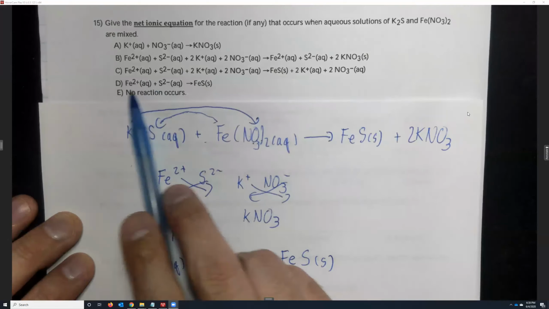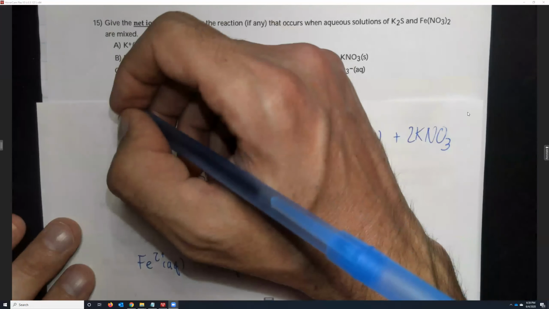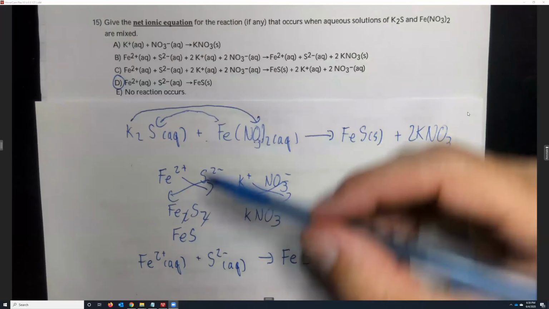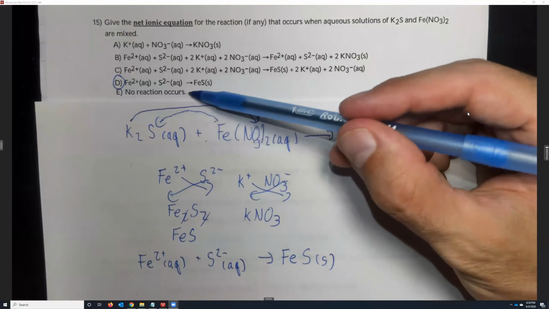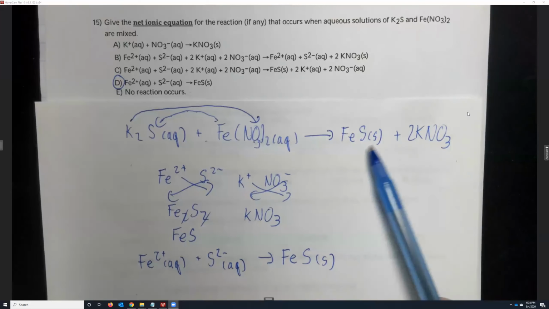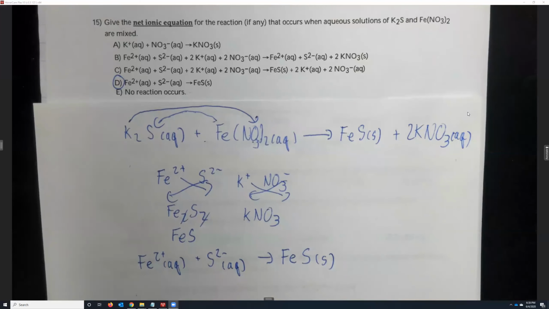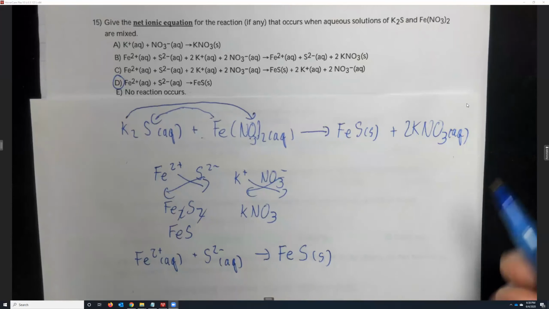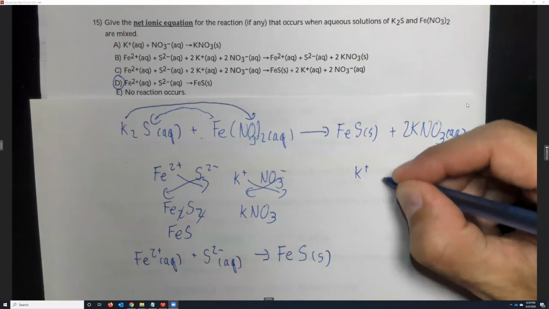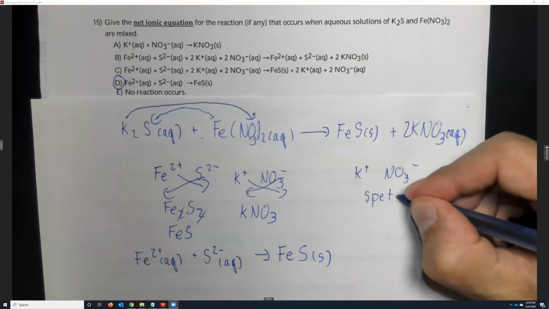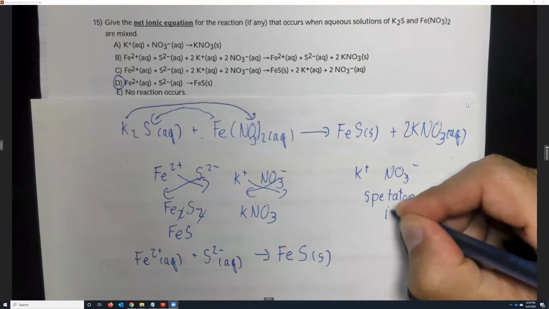So basically, this is our answer, choice letter D. Remember also that no reaction occurs if both of your products are aqueous. So this product is aqueous, and I should show that. This is kind of the long way of doing this, but I did want to go through the longer way. Also note that we would call K plus and NO3 minus spectator ions, because that would also be fair game on a test.